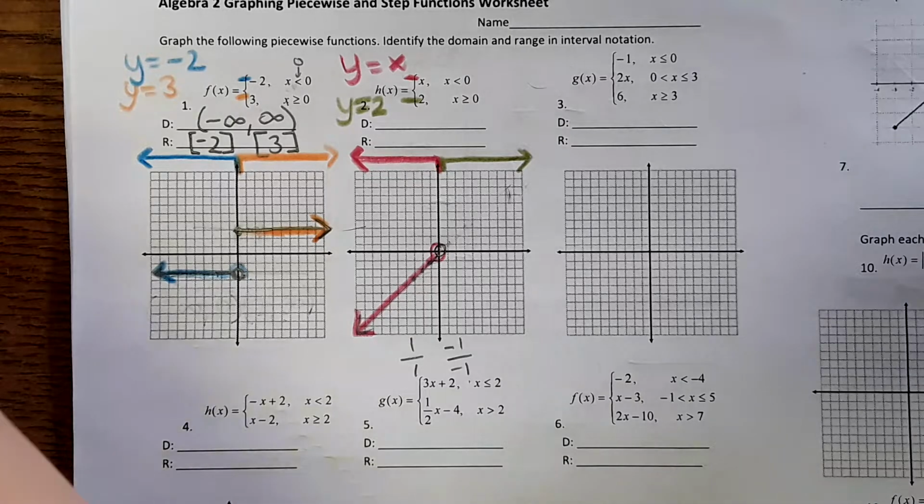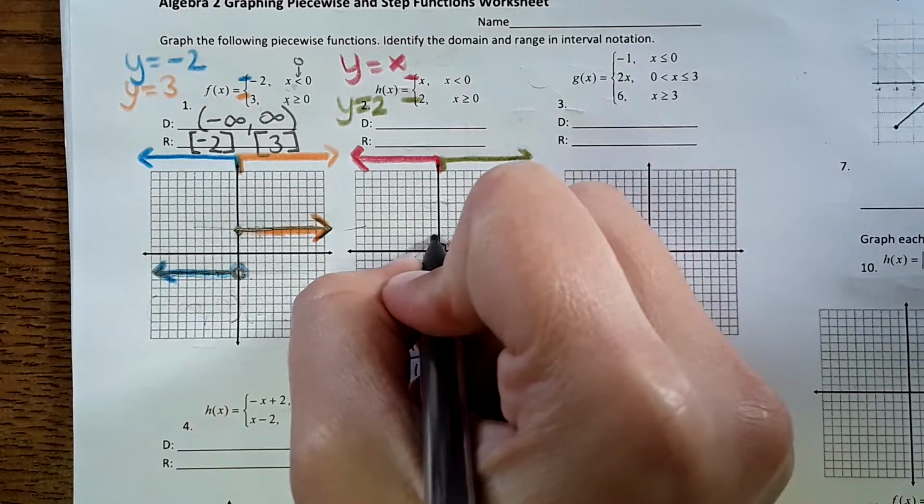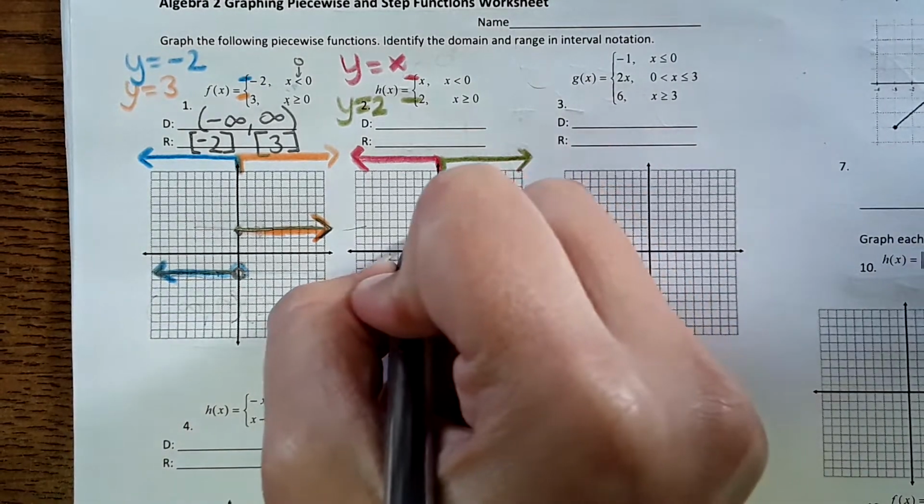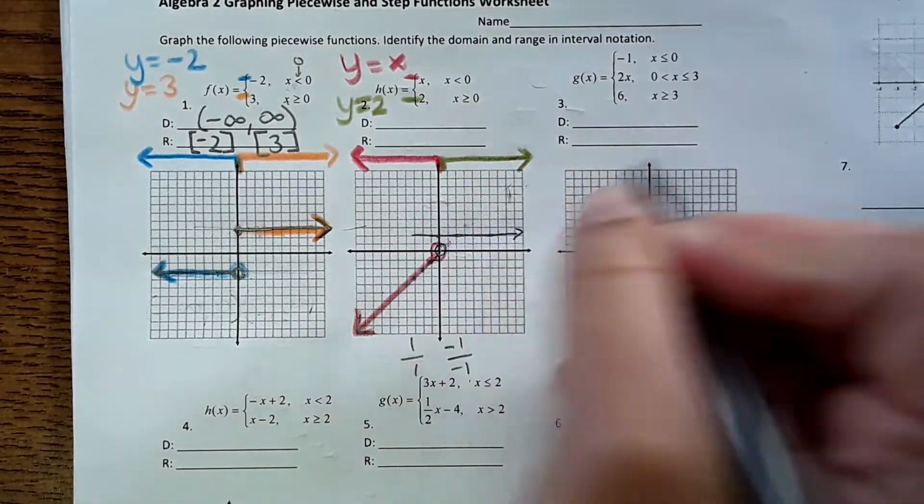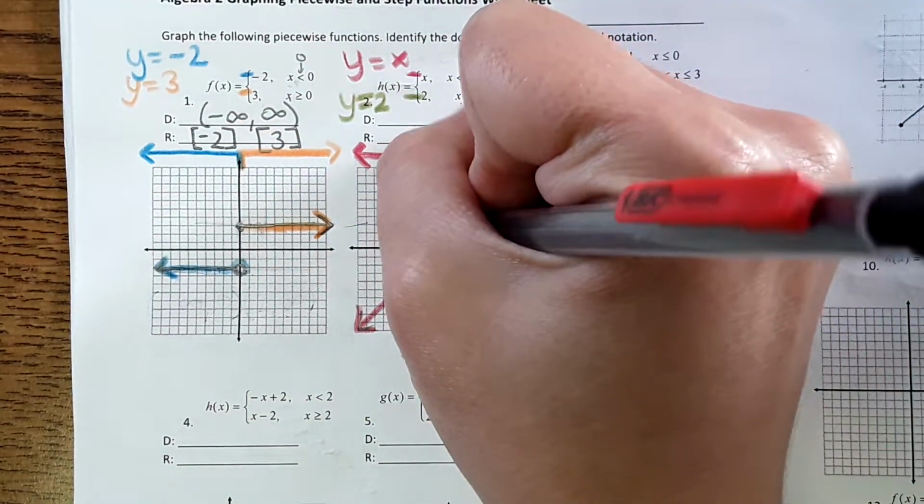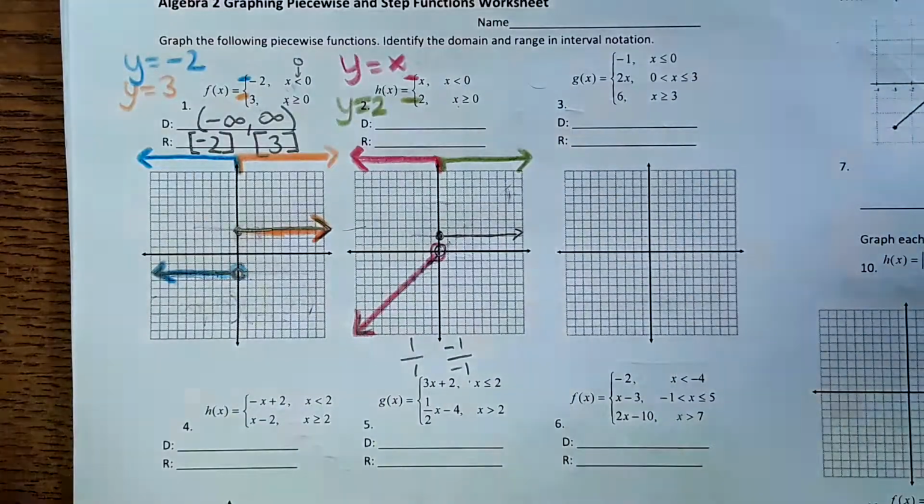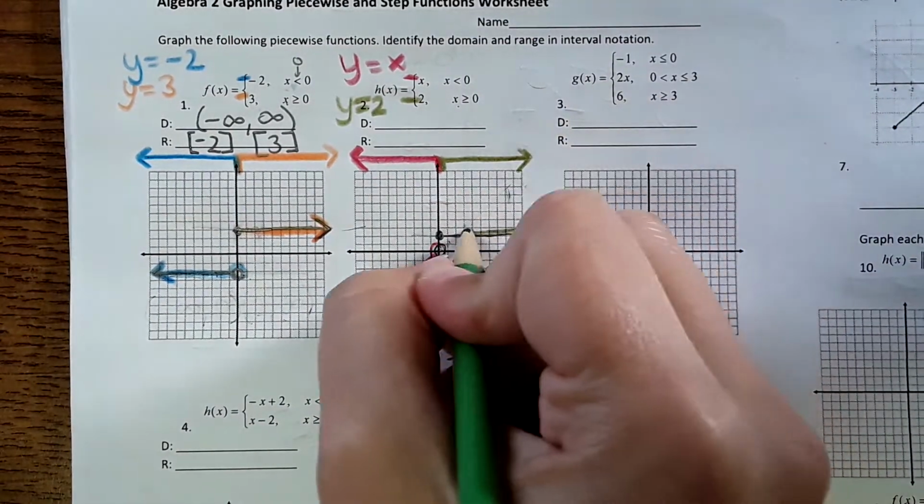Then for the green line, y equals 2. I'm going to do it in pencil first. Y equals 2 would be right here, so it's just a horizontal line. X is greater than or equal to 0, so that's a closed dot right here. And so it goes on forever and ever here.